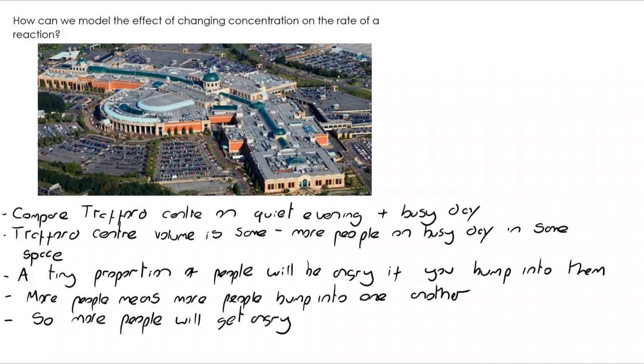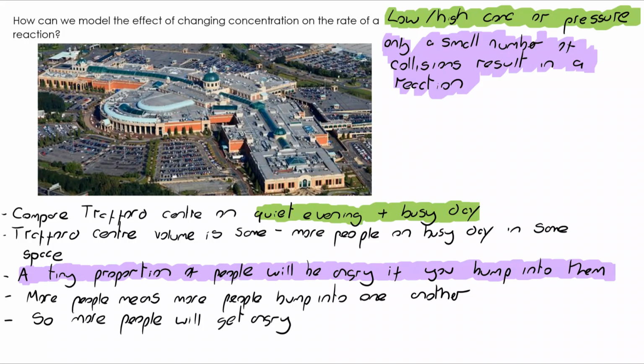Okay, so I've highlighted here the quiet evening and the busy day relate to the low and high concentration or pressure. On the quiet evening, far fewer people, lower concentration or lower pressure. And I've also put on here a tiny proportion of people will be angry if we bump into them. That relates to collision theory. Only a small number of collisions are actually successful, do actually result in a reaction.